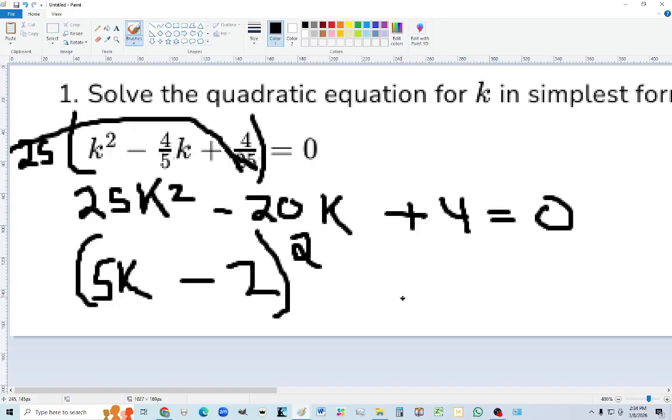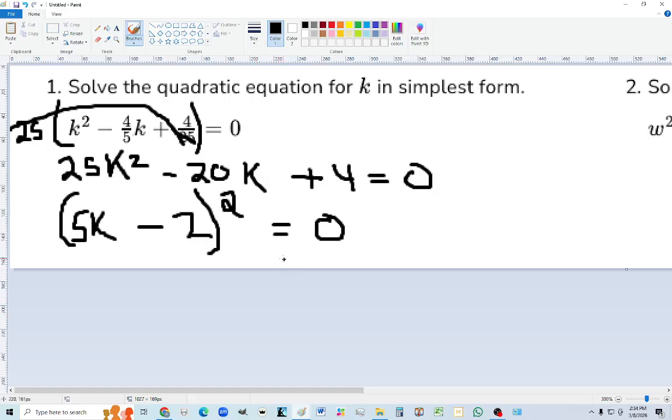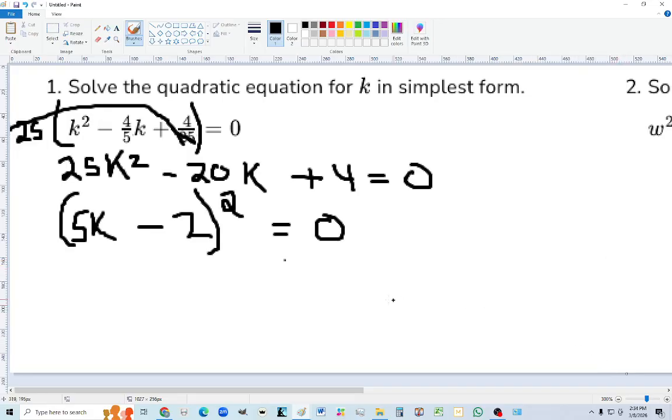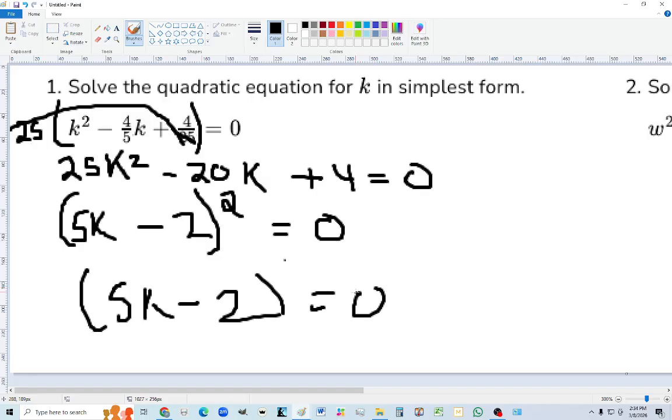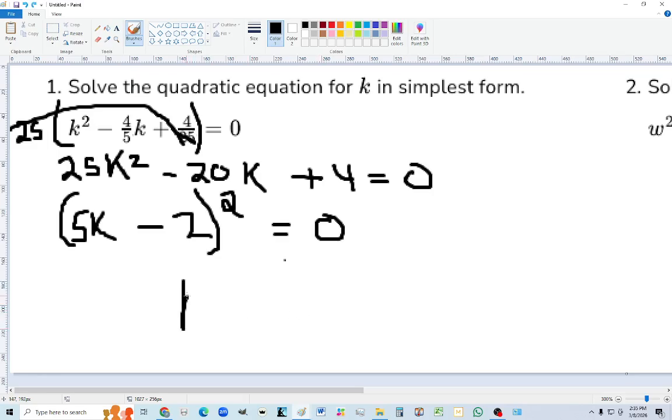Now, if they were to ask us where the roots are, oh yeah, now we've got to solve for k, right? So it's equal to 0. For k in its simplest form, yeah, okay. So now when we solve for k, our first step is to square root both sides, but a square root of 0 on the right, rather, is 0. Then we add 2 to both sides. Then we divide by 5 on both sides. K is equal to 2 over 5.